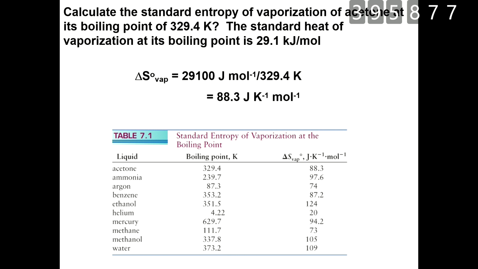Okay, so this table shows some standard entropies. Standard means the pressure is one atm. The temperature is the boiling point. And here, the enthalpy change during vaporization for a substance is a number you can find from books.